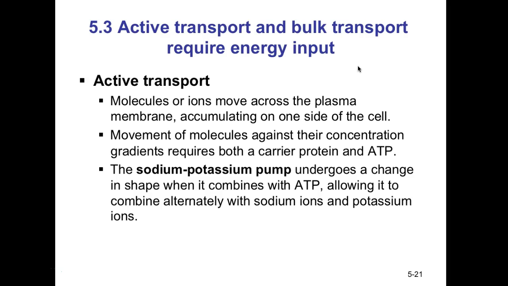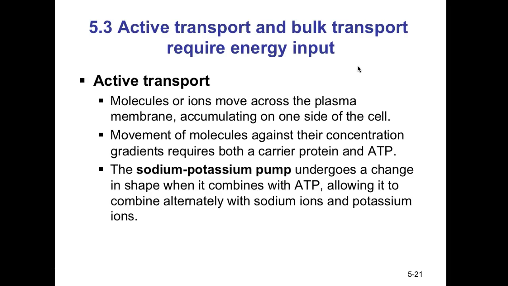Active transport and bulk transport are going to require energy input. In active transport, molecules or ions are going to move across the plasma membrane, accumulating on one side of the cell. And basically, the movement of the molecules is going to be against their concentration gradient. So in this case, it requires a carrier protein and an input of energy.